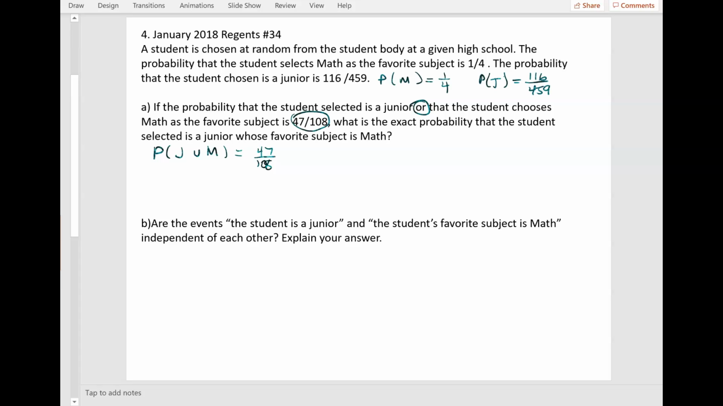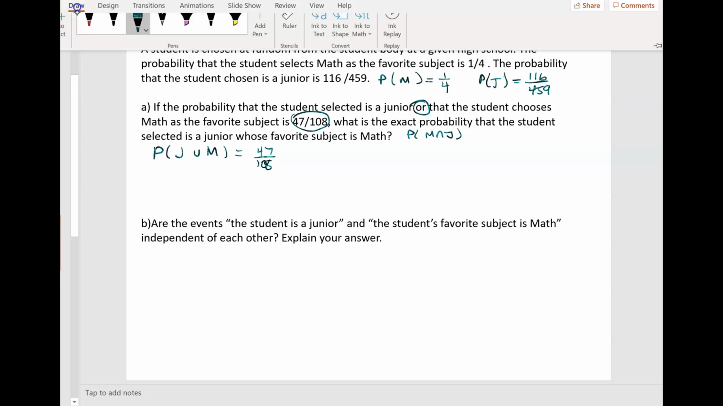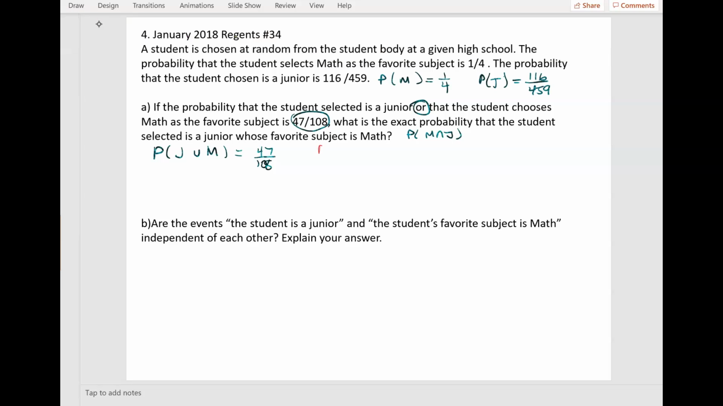Okay, so in order to get that information, I'm really looking for the probability of both events happening. And we can't just multiply the probability of M times the probability of J together, because we don't know if those two events are independent. We're not told that in the problem, so we can't do that. So it's really a two-step process. And the first step we're going to do is use this piece of information.